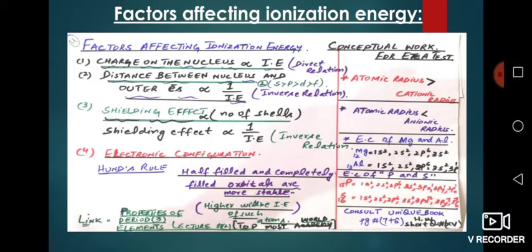Factor number 4, electronic configuration. As we know from Hund's rule from our first year course, half filled and completely filled orbitals are most stable, and the ionization energy will be higher for such atoms which have half filled and completely filled orbitals.